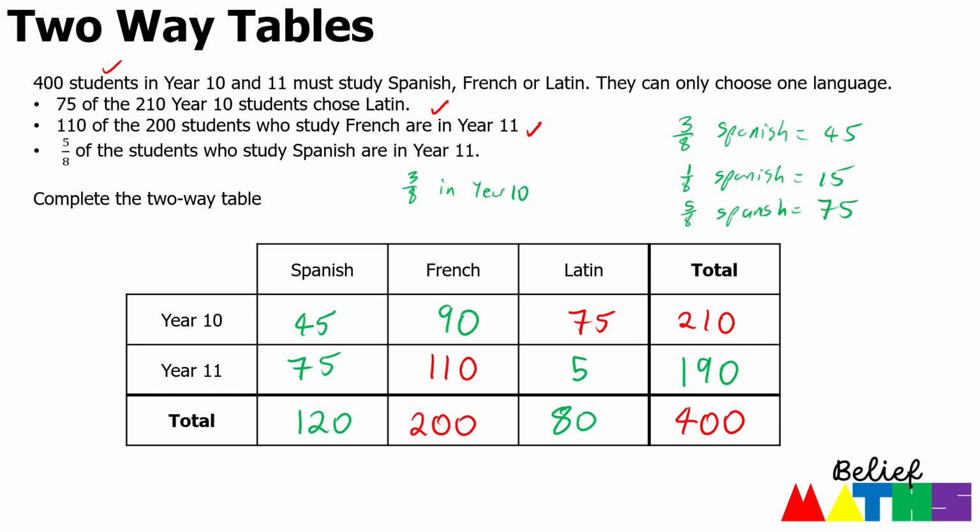Now you'll then be asked some follow-up questions like, what's the probability that a year 10 student studies Spanish, or what's the probability that a student who studies Latin is in year 11, etc. They'll ask you some key information about each of those. Again, that's how you fill in the table, and then the rest is just reading the information that you need.